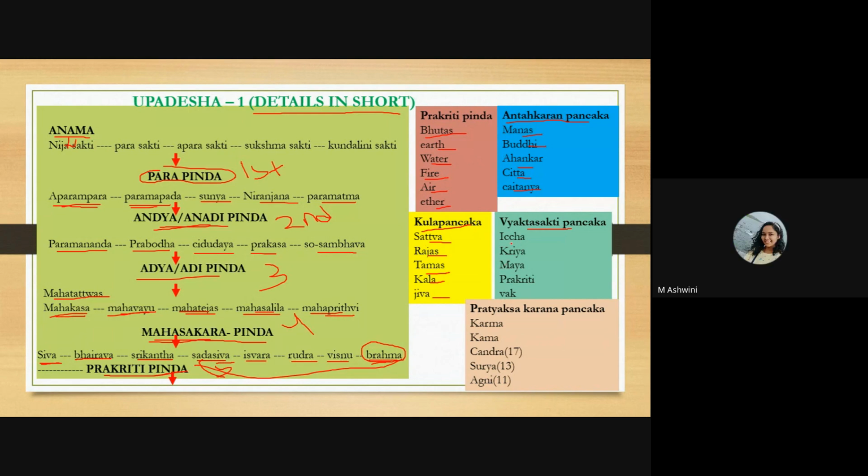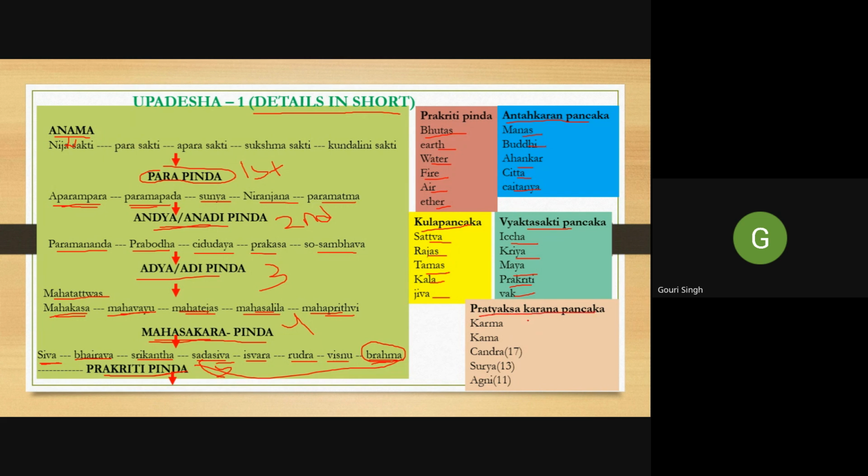Okay, that you need to remember: Ichha, Kriya, Maya, Prakriti, and Vak. These are the five elements or five forms of your Vyakta Sakti Panchak. And next, the last one is the Pratyaksha Karana Panchak.